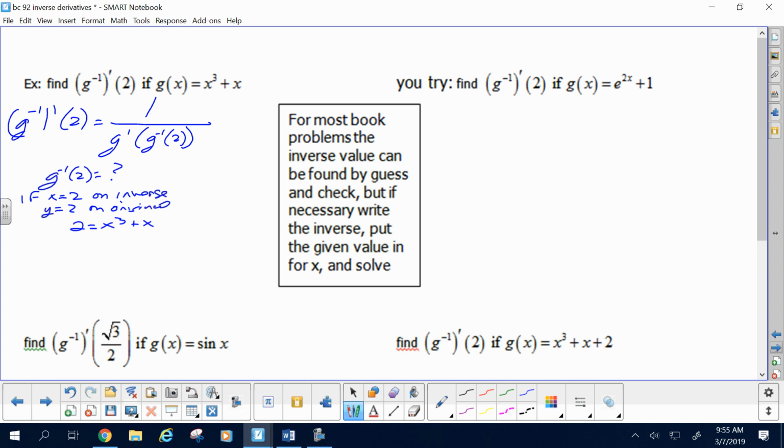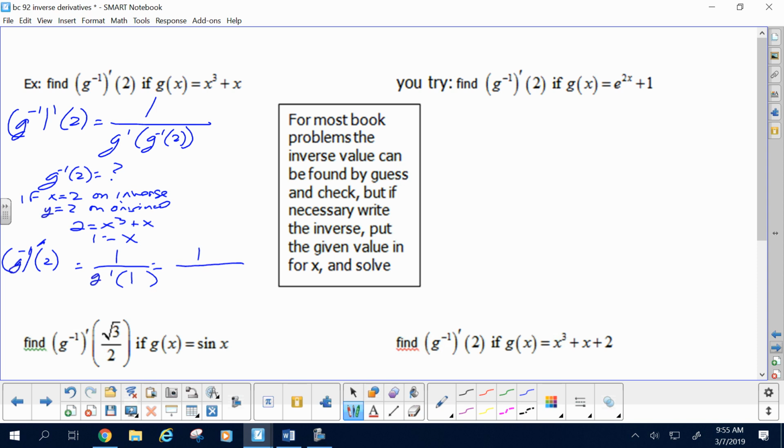And I say, all right, so what is the x that made it? Now, the good news is you will not have to solve cubics for these problems. They will be x and check. What x would make that true? 1. All right, so I know that g inverse at 2 is 1. So going back to the problem, I gathered what I needed. g inverse prime is 1 over g prime at, and we said g inverse at 2 is 1.